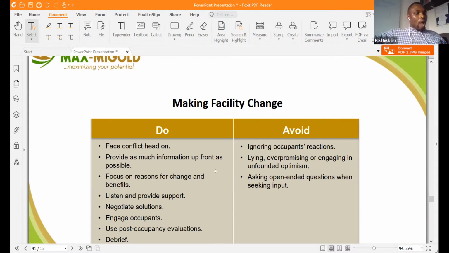As a facility manager, we are one of the change management agents in an organization because we actually help to manage the change process. So what do I need to do, or what should I avoid, when we are making facility management changes? One, face conflict head on. As a facility manager, you are there to solve problems. I usually tell my colleagues, anytime they are having issues and they say, sorry for disturbing you, I say, see, I've been employed to provide solutions. If people do not have problems, I will not be here. So as a facility management professional, you should embrace conflict. Don't avoid conflict. Provide as much information upfront as possible.